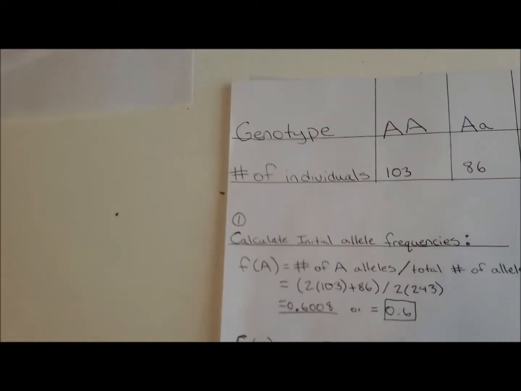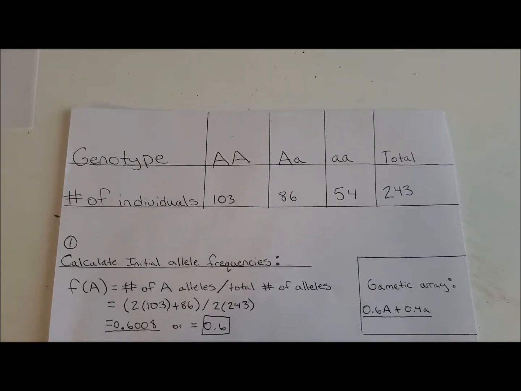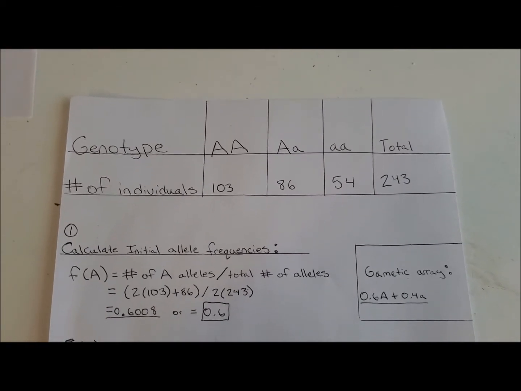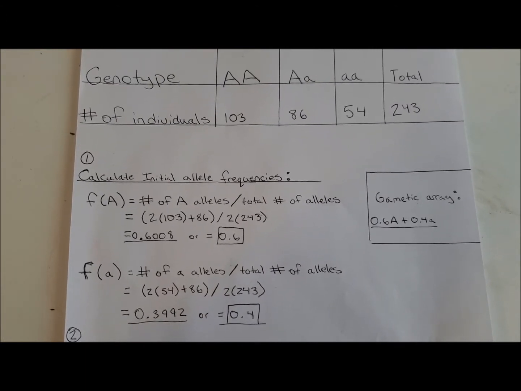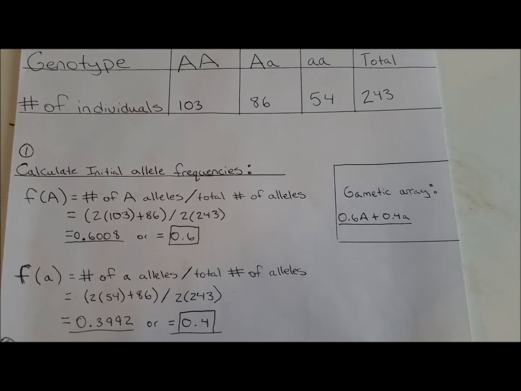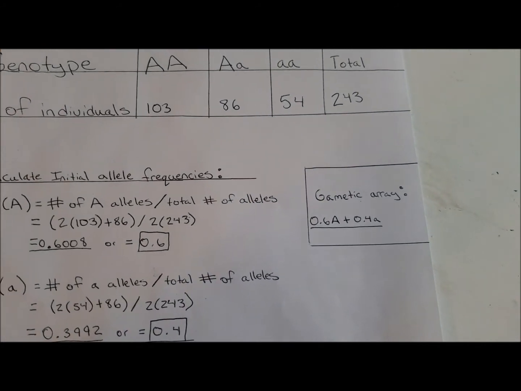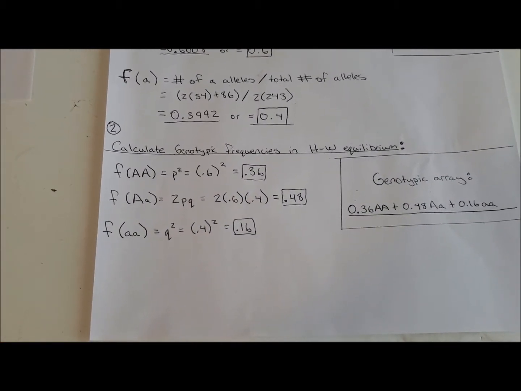Now, before any kind of mating has occurred, we have this collection of individuals. The first thing we're going to want to do is calculate the initial allele frequencies. Please pause here and check out my math on how to do it. But this actually ends up getting us a gametic array of 0.6 big A, 0.4 little a, which we can then use to calculate the genotypic frequencies in the Hardy-Weinberg equilibrium.